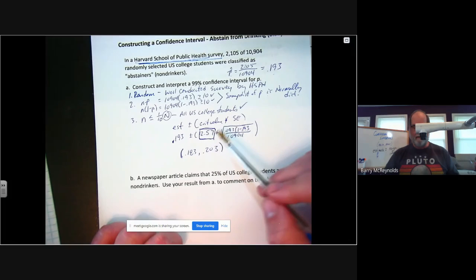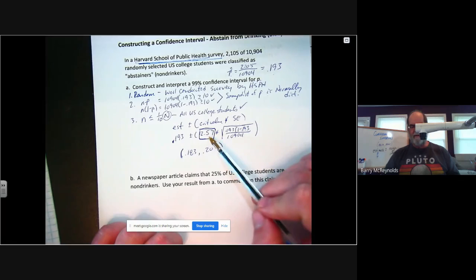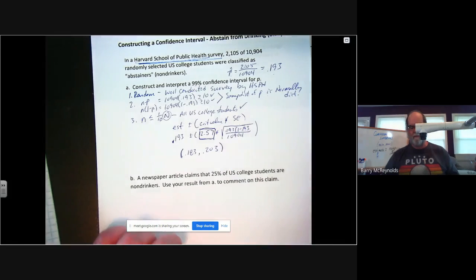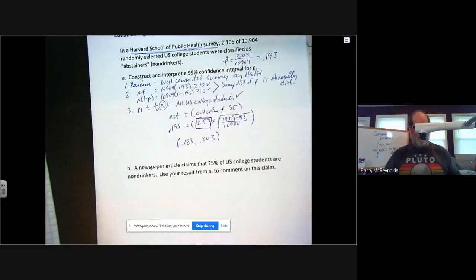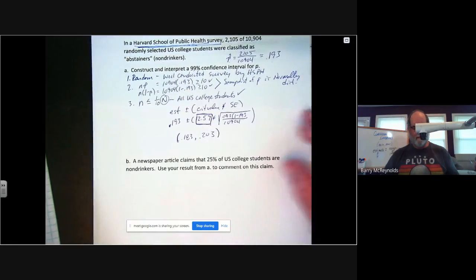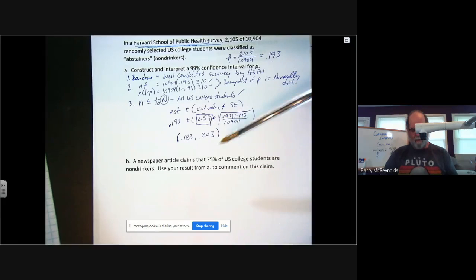But in any event, 2.57 is associated with a 95% confidence level. Okay, and so we read a newspaper article that claims 25% of U.S. college students are non-drinkers. Use our result from Part A to comment on this claim.